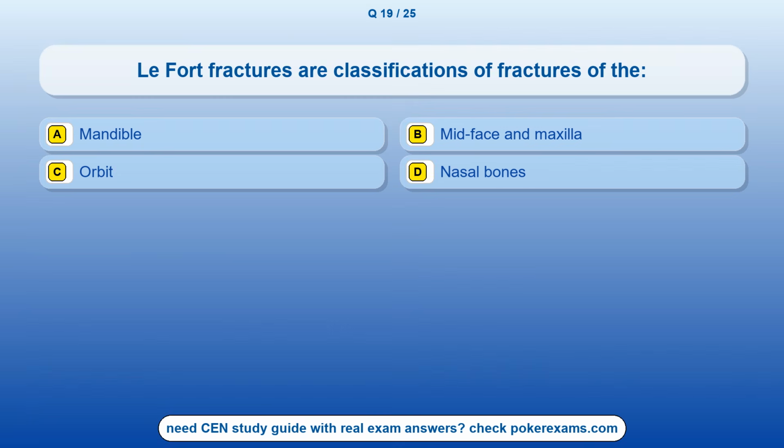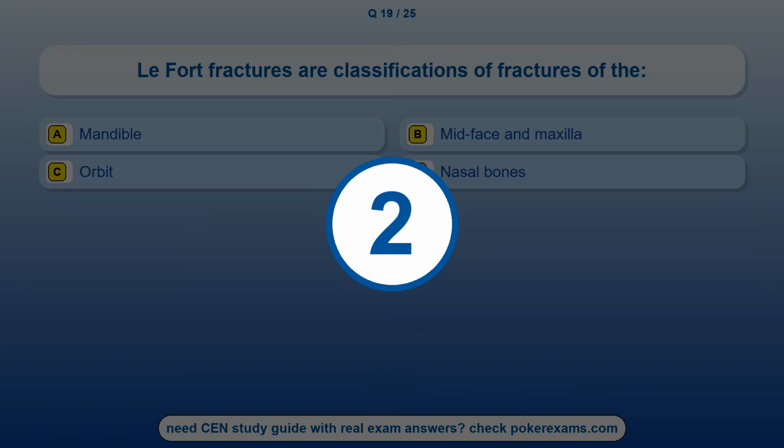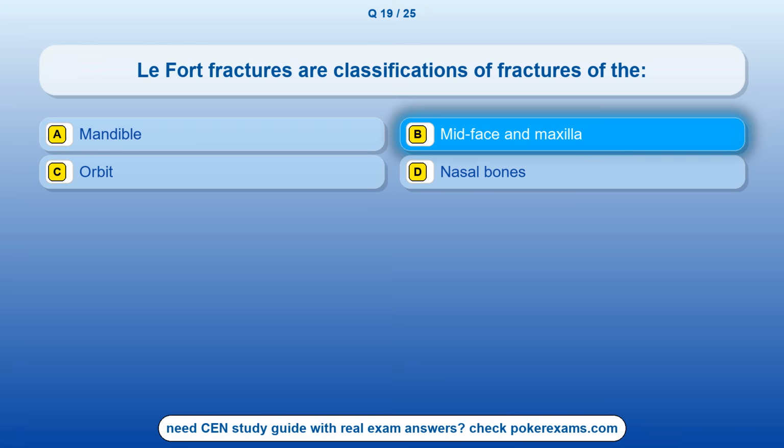Question 19. Le Fort fractures are classifications of fractures of the: Option A, mandible. Option B, mid-face and maxilla. Option C, orbit. Option D, nasal bones. The correct answer is option B, mid-face and maxilla.